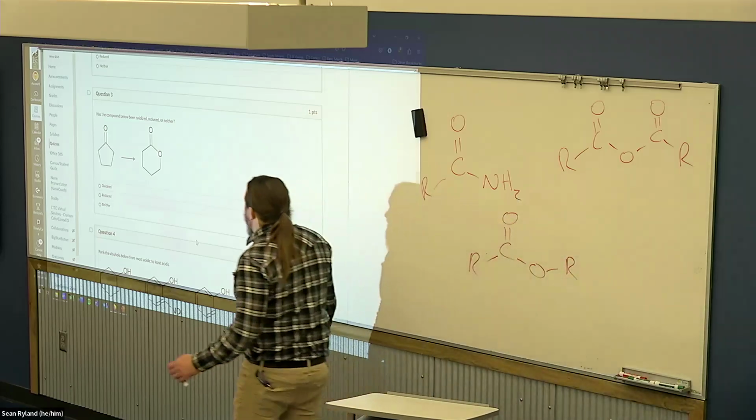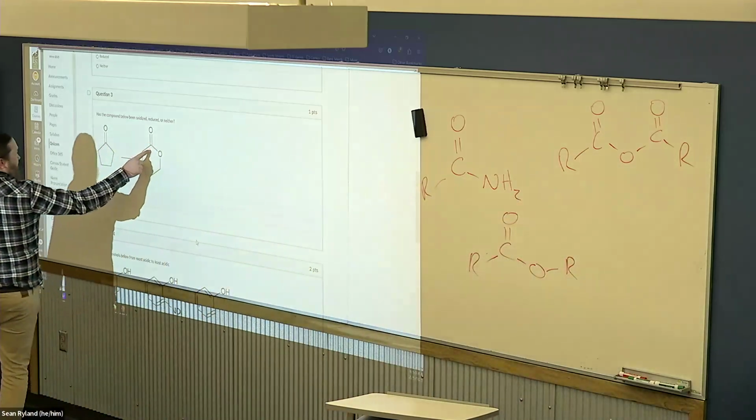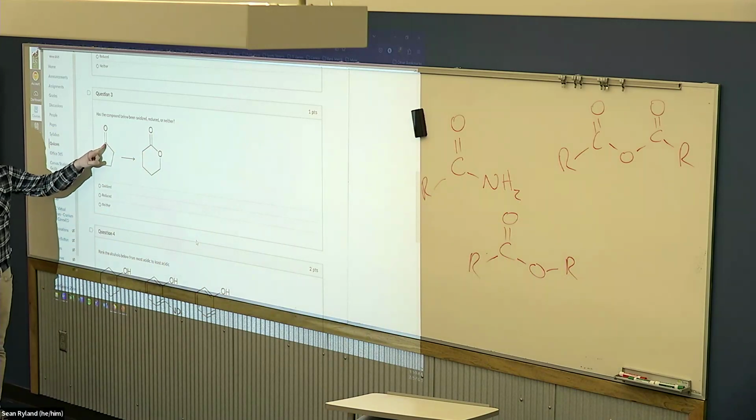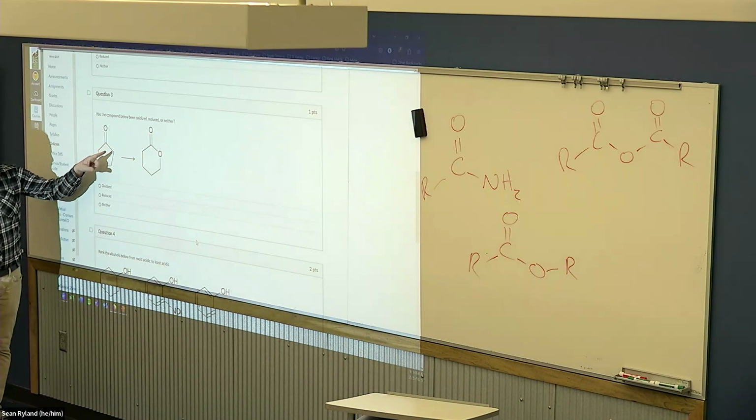So here we've got a ketone going to an ester. It's a weird looking cyclic ester, but it's still just an ester. So oxidized, we added an extra oxygen, and actually that would mean 2 carbons got oxidized in this case. The carbonyl carbon got oxidized, and then by adding an oxygen in between 2 other carbons, this carbon actually would get oxidized as well.